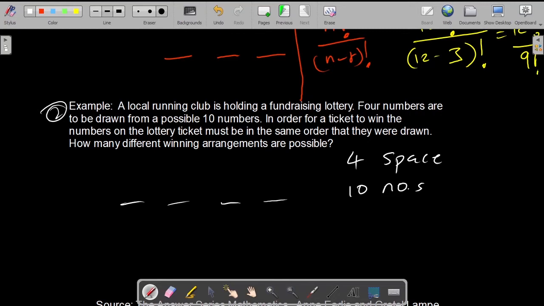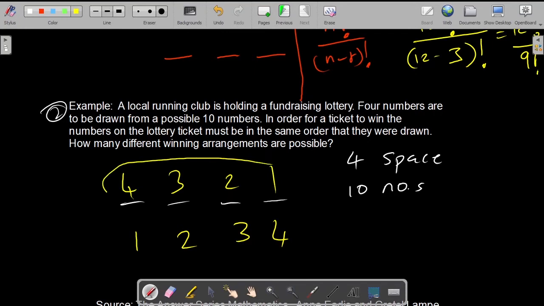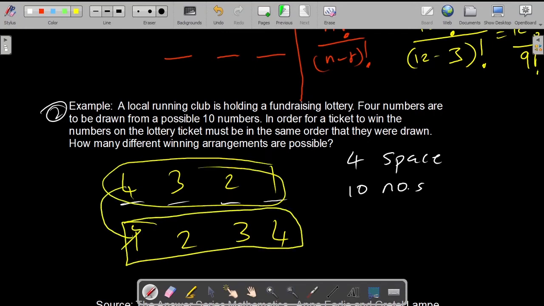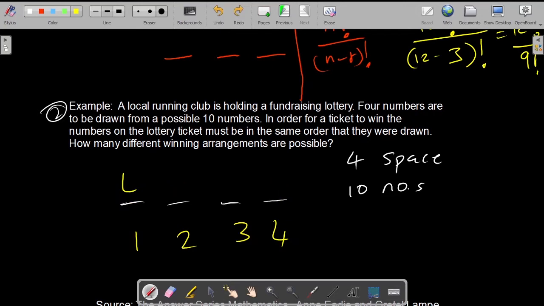Now from this, the order is fixed. We're told that these numbers can't be anything. So let's say the draw actually produces 1, 2, 3, 4. If you have a ticket which has 4, 3, 2, 1, then you basically can't win. Even though you have the exact same numbers, this order has to be preserved. Now that the order is fixed, there's nothing that we have to worry about.